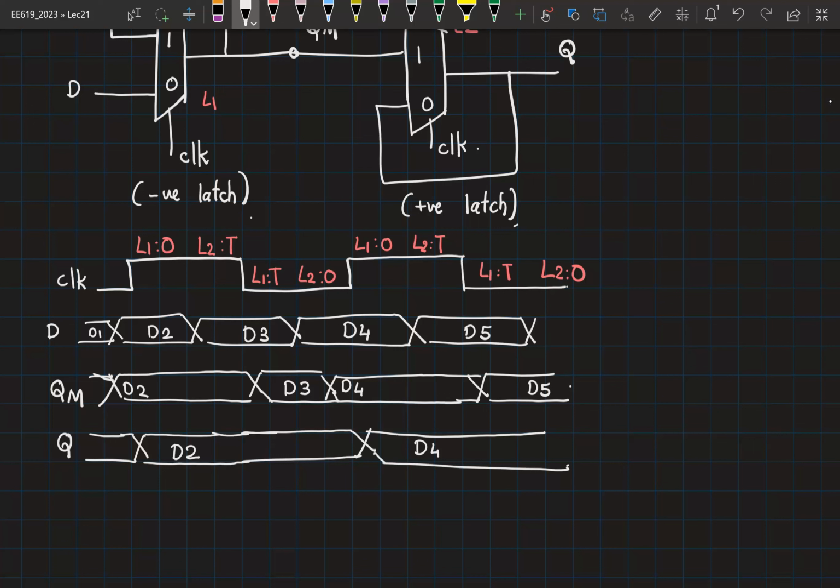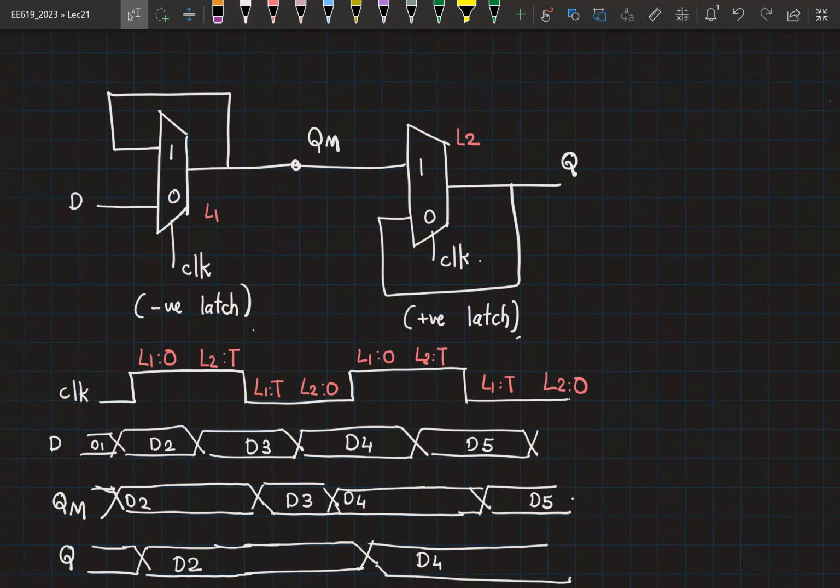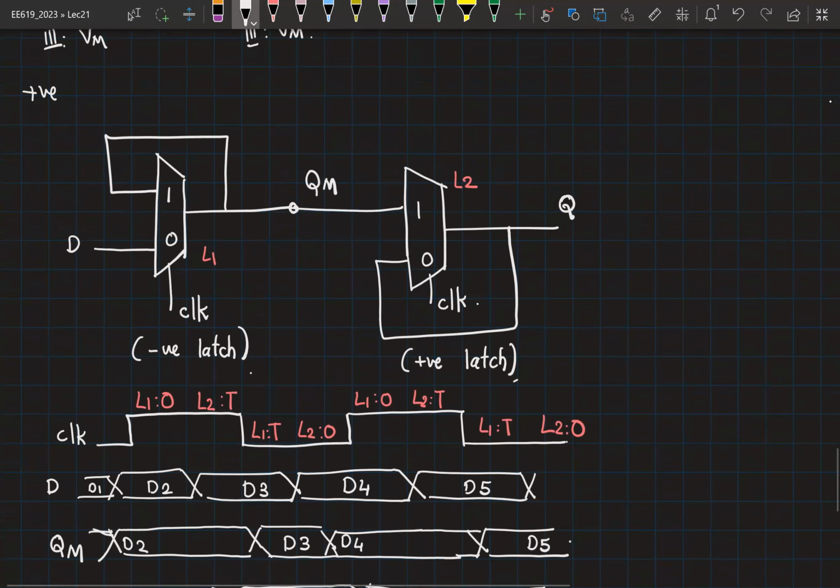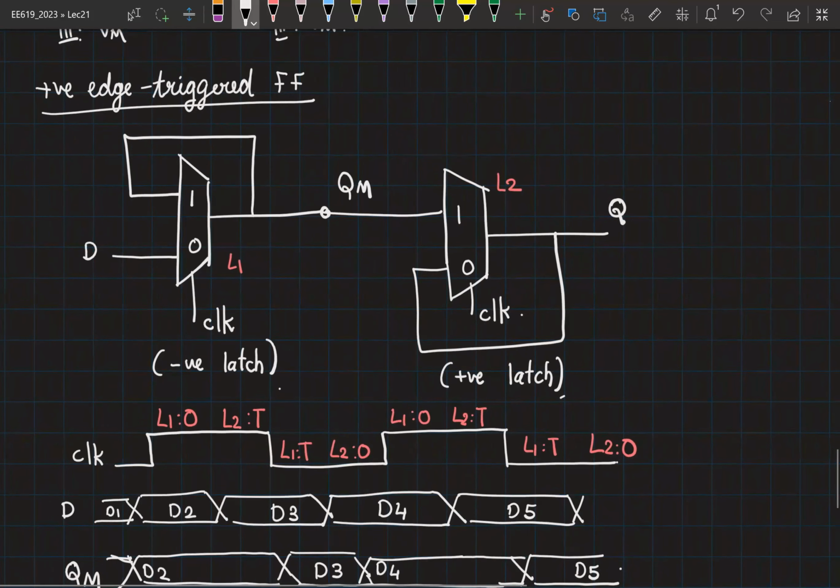Everybody got this? Right? What does the circuit implement? This is a flip-flop. This is a positive edge-triggered flop. And this implementation style, where you have two latches in cascade, is called the master-slave configuration.